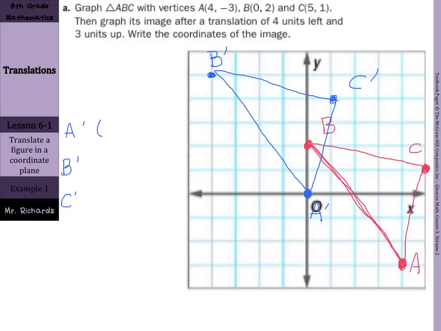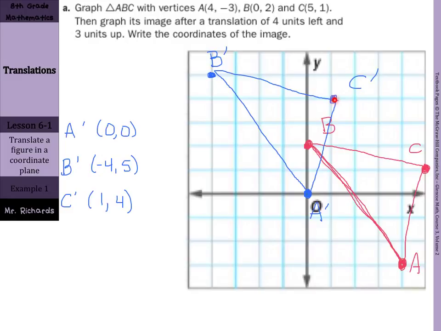And our A is at 0, 0. Our B is at -4, +5. And our C is at 1, 4. So make sure if it does say to write the coordinates of the image, you're not done by just graphing. You actually have to write the units as well. 0, 0, -4, +5, and 1, 4. So that is how we can translate using the coordinate plane.